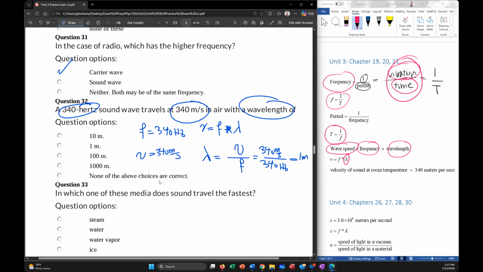Again, hertz is 1 per second. Second and second cancel each other. What is left is just 1 meter. The right answer is 1 meter.